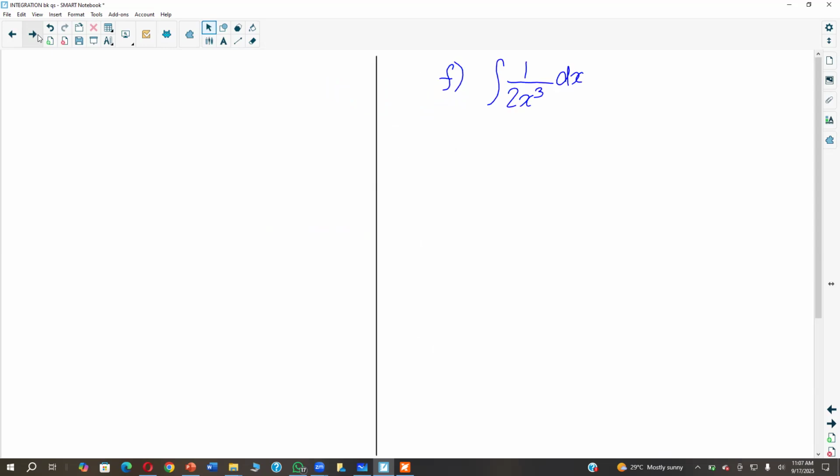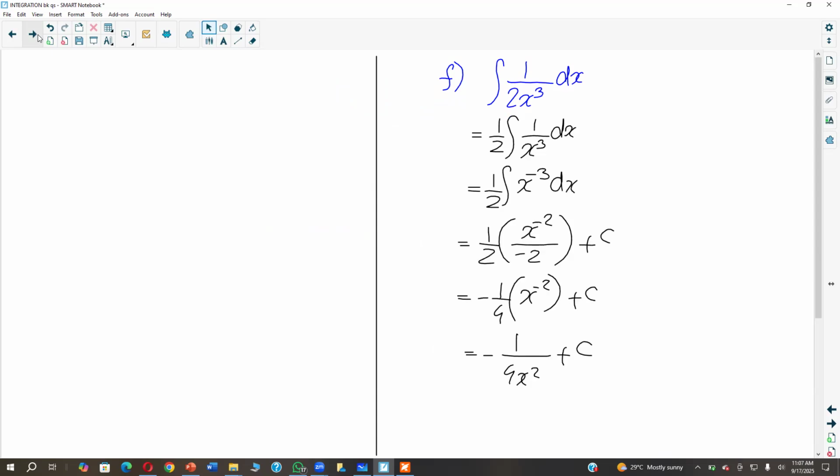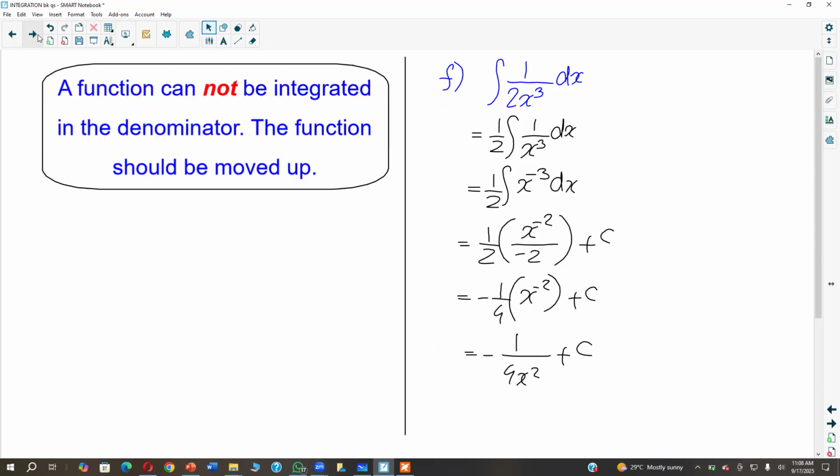Now, for example, it is 1 upon 2 x cube. Now, you move the 1 upon 2 outside, you move the x power minus 3 up. It will become x power minus 2, and then you integrate. When you integrate, you add the power by 1, because you cannot integrate a function in the denominator.